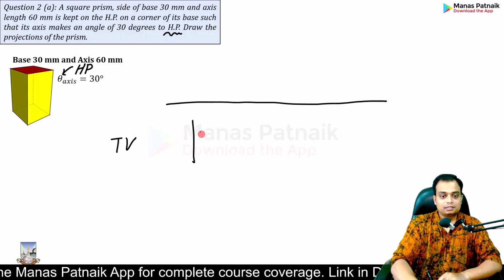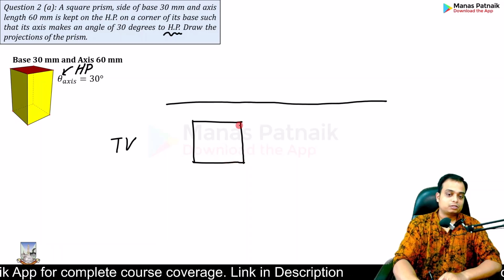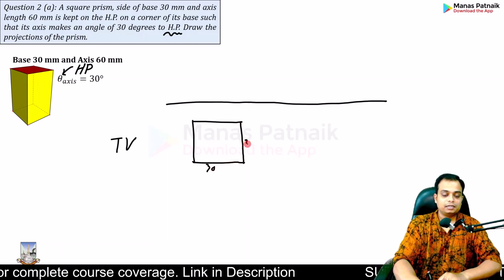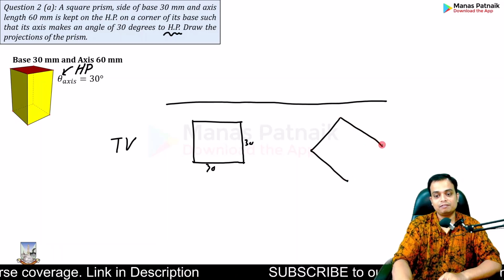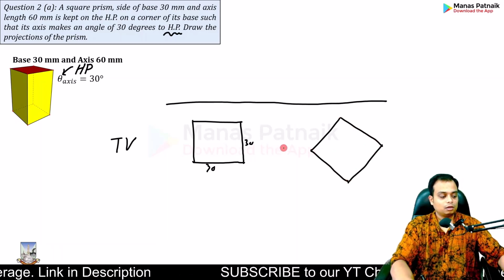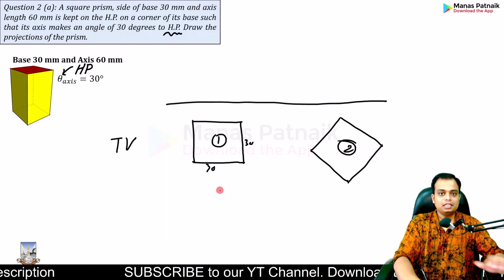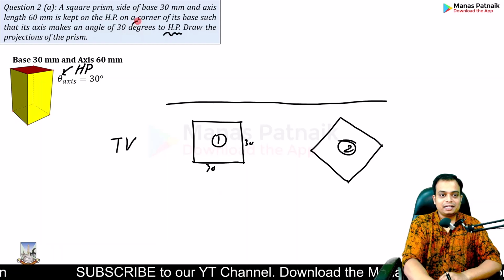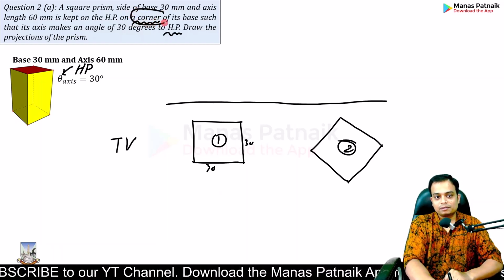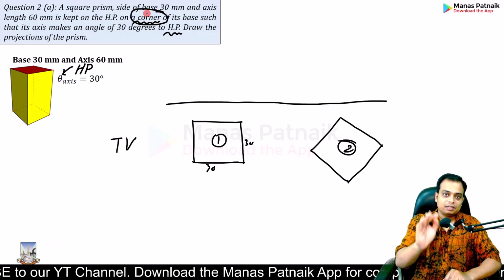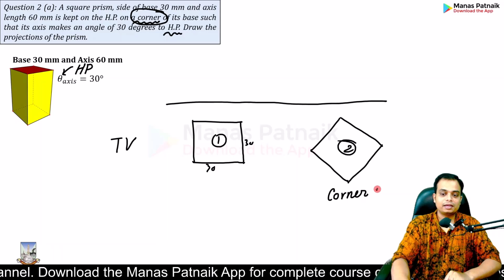Secondly, sir, the top view can be made in two ways. Either you can go with this top view, or you can also go with this one. Which one is the wiser option, option 2 or option 1? In the problem, it has been clearly stated that when you incline the axis, one of the corners is in contact with the horizontal plane. Therefore, we are going to go with this. This is the case when corner is in HP.